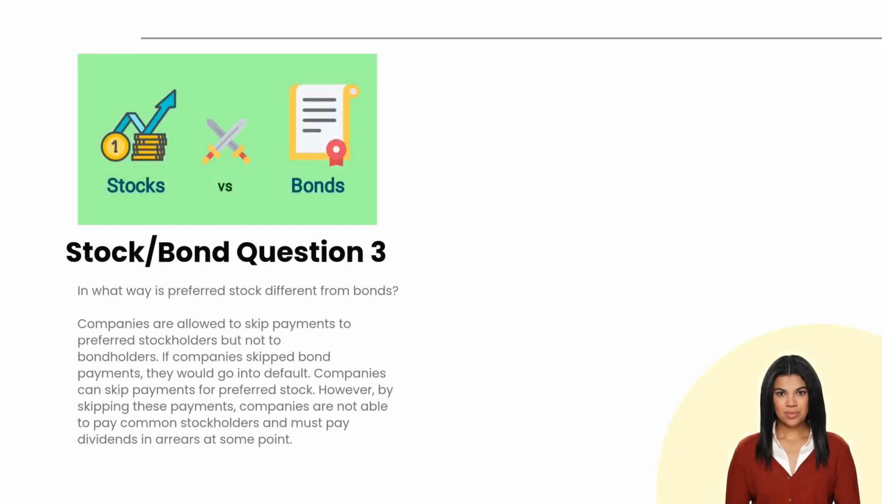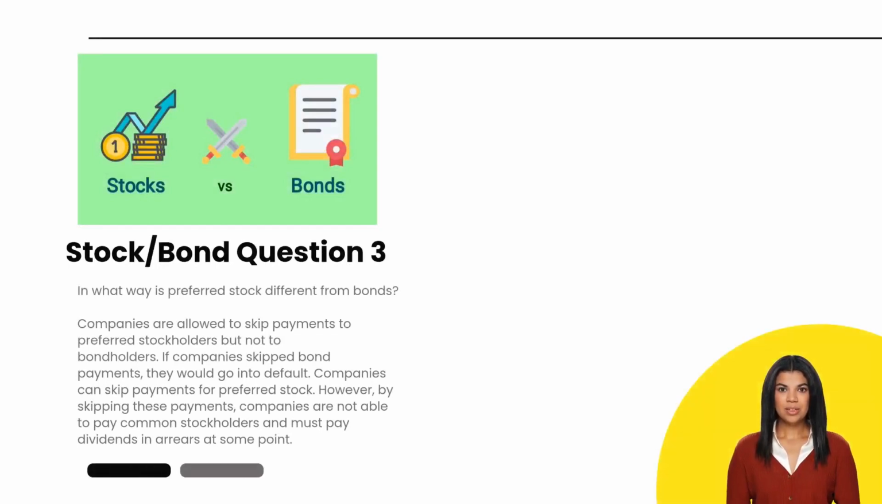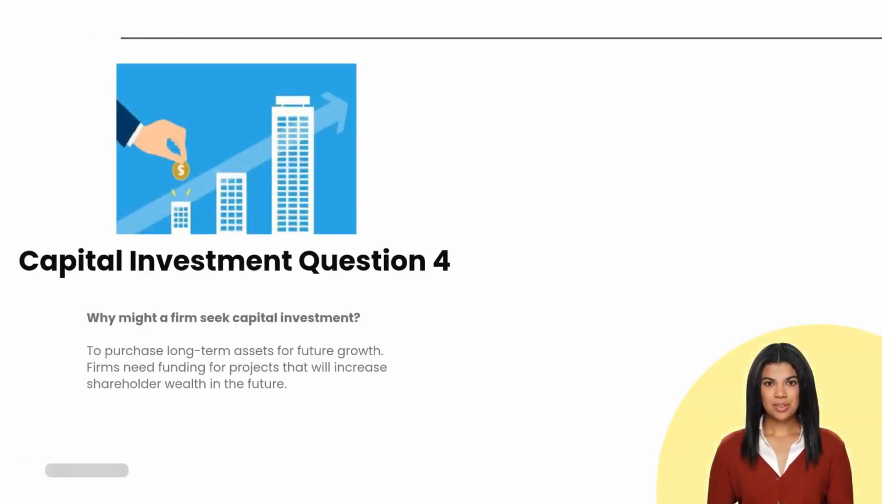In what way is preferred stock different from bonds? Companies are allowed to skip payments to preferred stockholders but not to bondholders. If companies skipped bond payments, they would go into default. Companies can skip payments for preferred stock. However, by skipping these payments, companies are not able to pay common stockholders and must pay dividends in arrears at some point. Why might a firm seek capital investment?